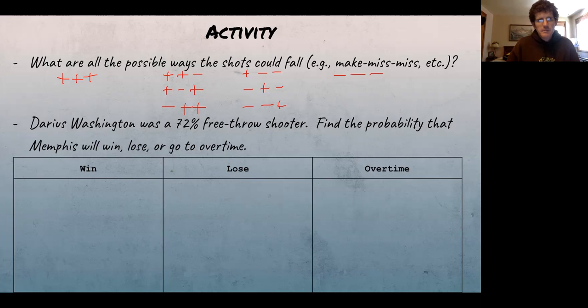So find the probability. Now we're looking at the actual outcomes. This is the very last play of the game. And we actually have some clips, but I don't think they're going to come through very clearly. It's going to be very choppy. So Darius Washington was a 72% free throw shooter. We're going to find the probability that Memphis will win, lose, or go to overtime. Overtime is when they're tied.